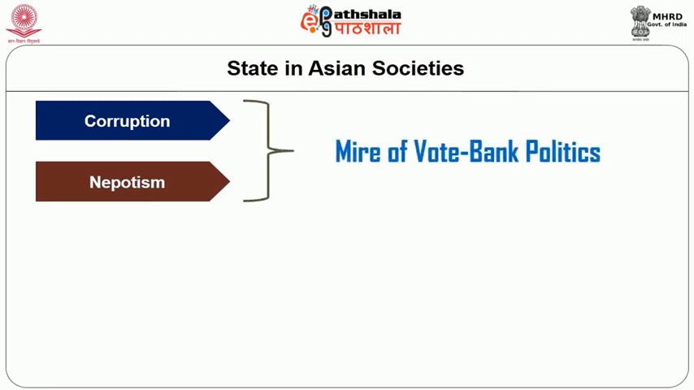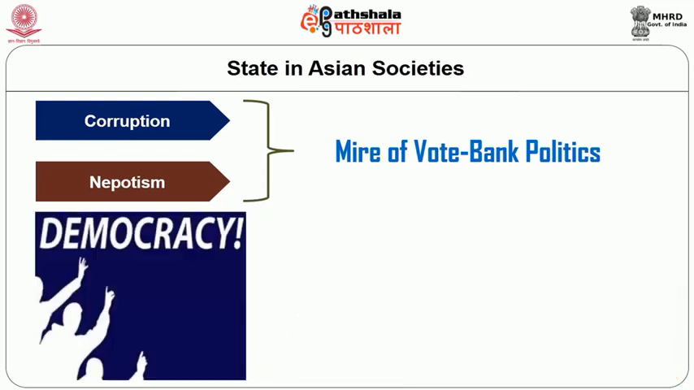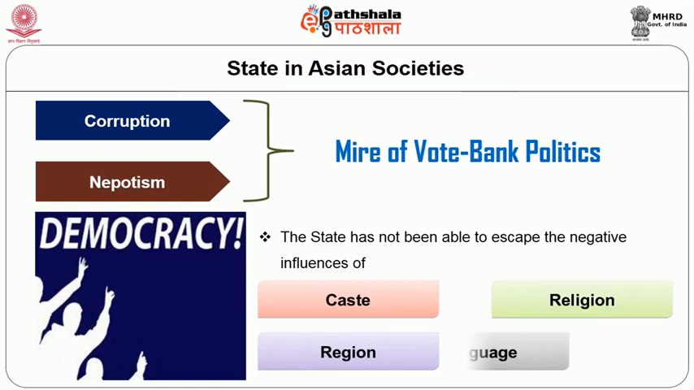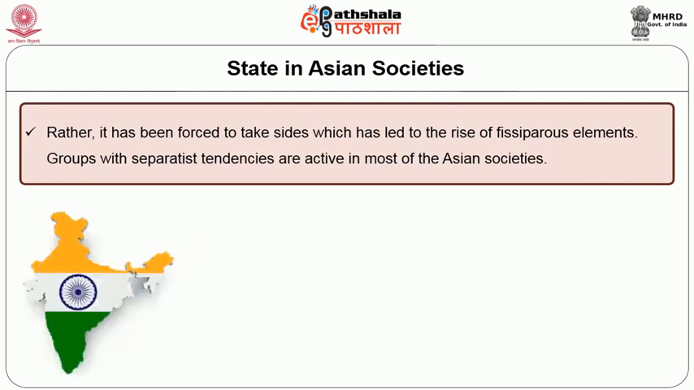The formal institutions in many countries like Pakistan, Nepal, and Sri Lanka are weak. In these states, the democratic process has broken down many times. The state has not been able to escape the negative influence of caste, religion, region, language, etc. Groups with separatist tendencies are active in most ancient societies. In India, we have the problem of Naxalites.